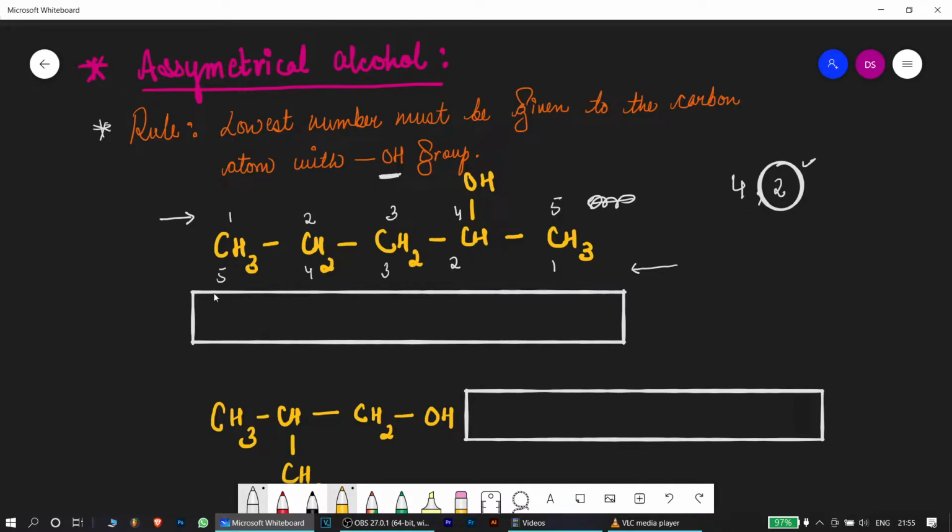So now let us follow the same procedure. Same thing: the root name, which is pent, then the primary suffix ane, then the position, which is 2, and then ol, correct? So it is just the same, but the difference is this is an asymmetrical alcohol, right? Here we have 1 carbon only, and on the other side we have 3 carbons, correct? Now let us take another example.